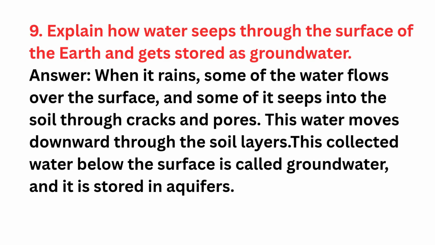Question number 9. Explain how water seeps through the surface of the earth and gets stored as groundwater. Answer. When it rains, some of the water flows over the surface and some of it seeps into the soil through cracks and pores. This water moves down through the soil layers. This collected water below the surface is called groundwater and it is stored in aquifers.